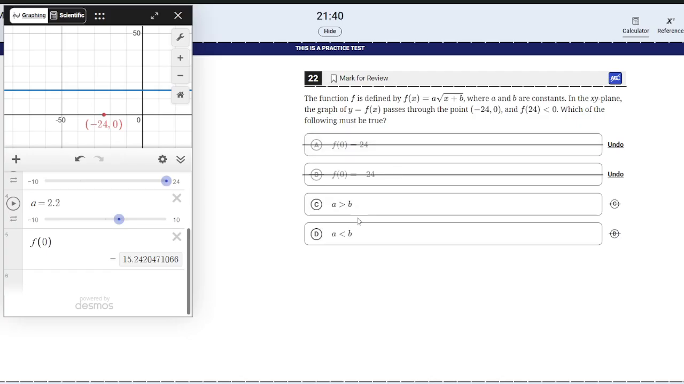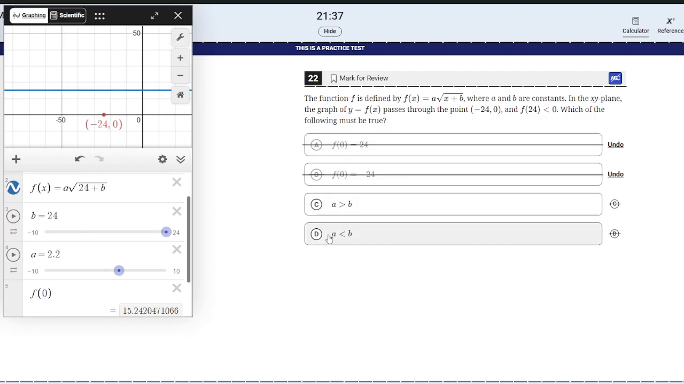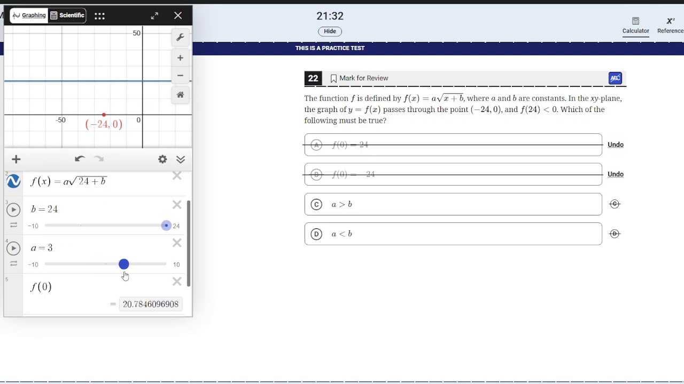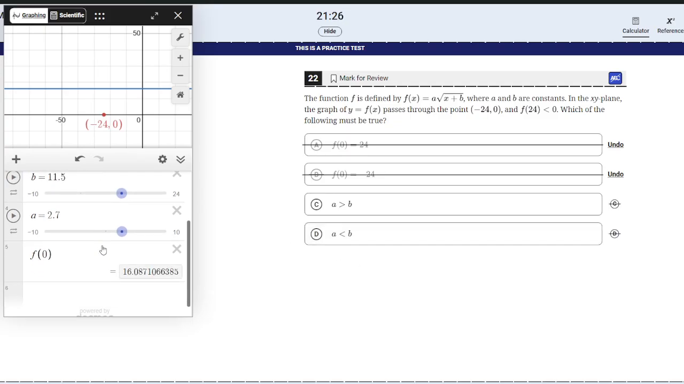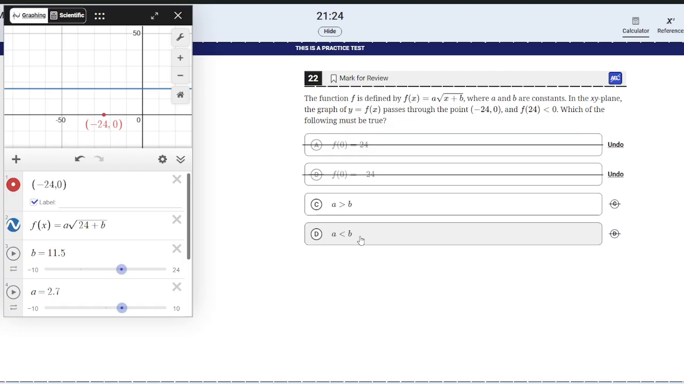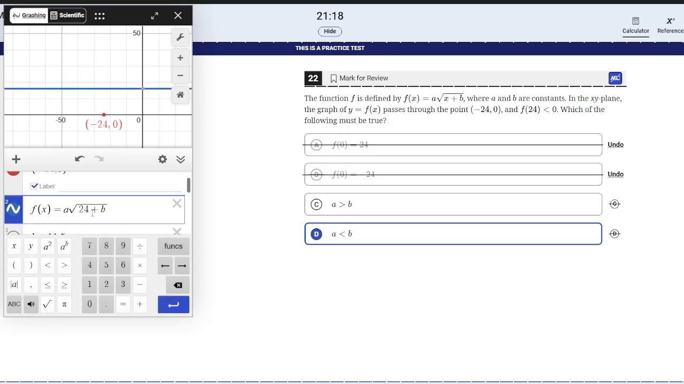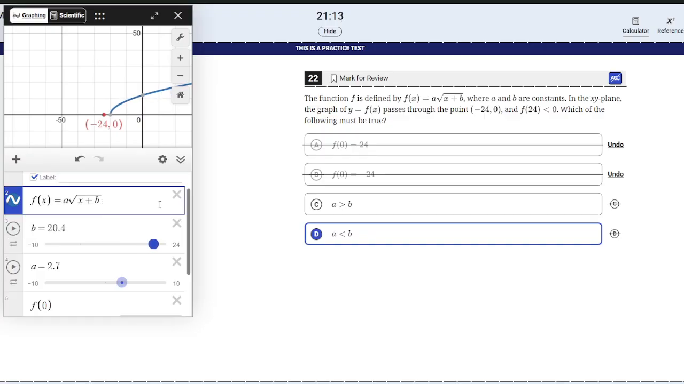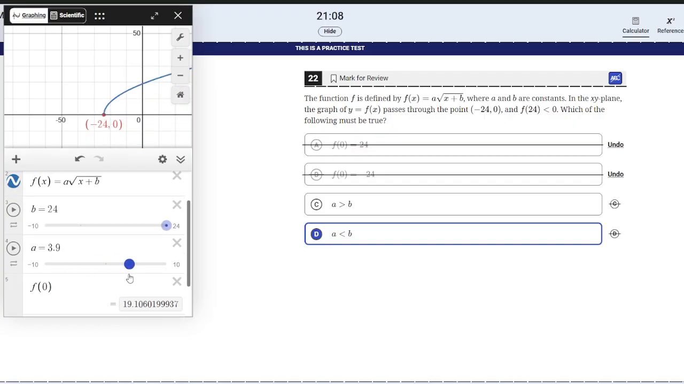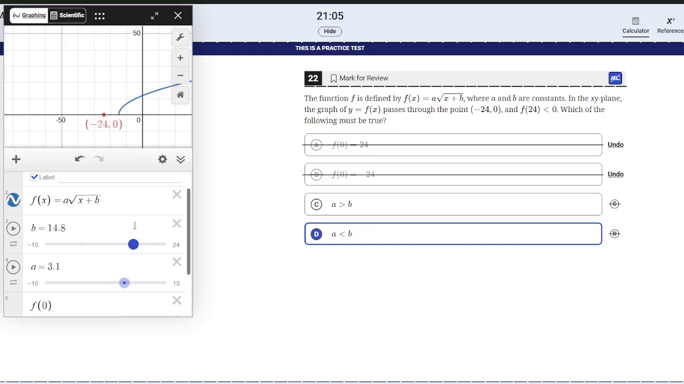And now a is greater than b, or a is less than b. As you can see, a is kind of just the shifter, and b is kind of like the scalar type thing. But yeah, a is going to be less than b. Now, if I were to remove this 24, it'll give us a better idea of what I said just now. So the b part is shifting us horizontally, and the a part is shifting us vertically. But it's less vertical shift and more horizontal shift, so therefore b is greater than a.